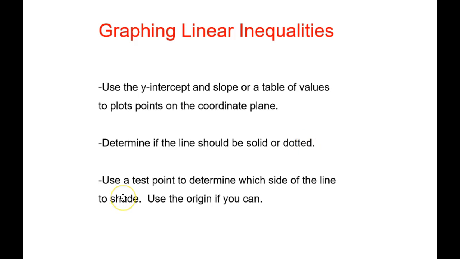Then the last difference is we're going to use a test point to determine which side of our line we constructed we're going to shade. When graphing linear inequalities, we have a shaded region that represents all of the ordered pairs that satisfy that inequality. So we use a test point to determine which side we're going to shade. We want to use the origin if we can. It just makes the simplifying process much quicker.